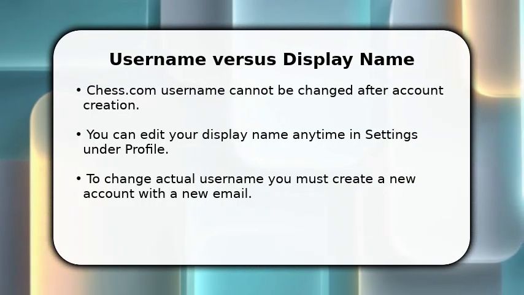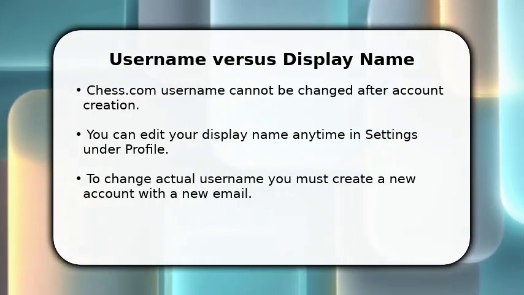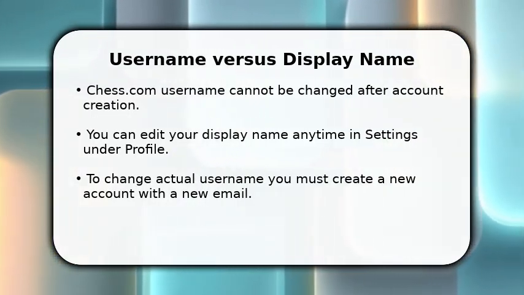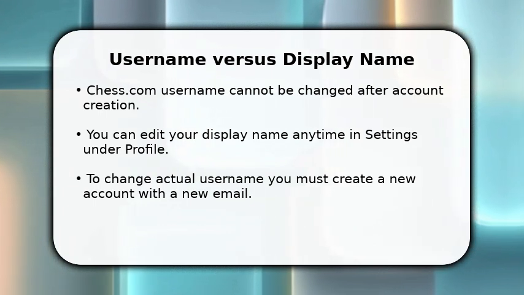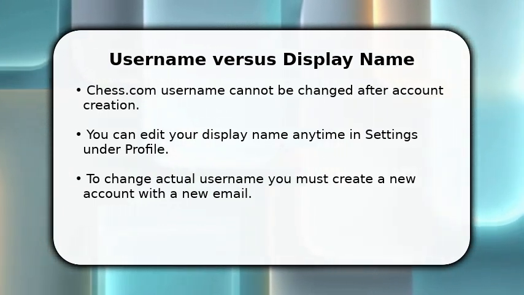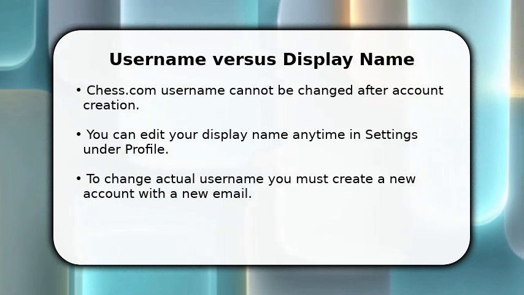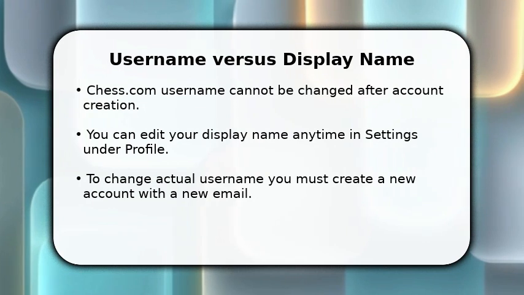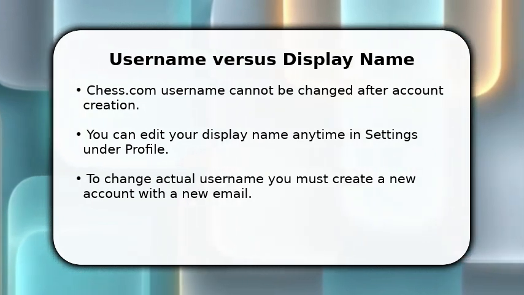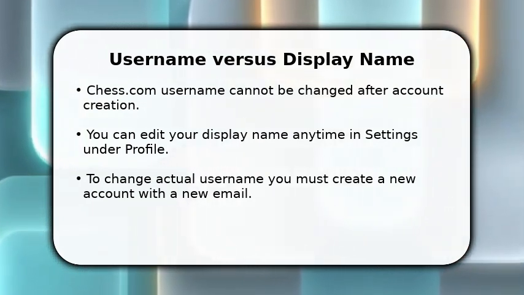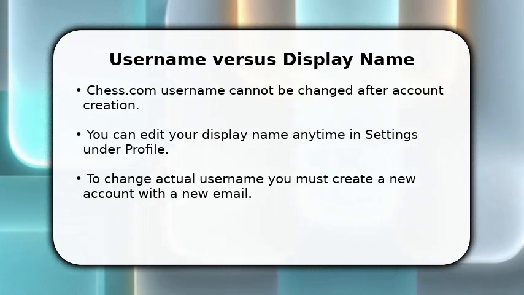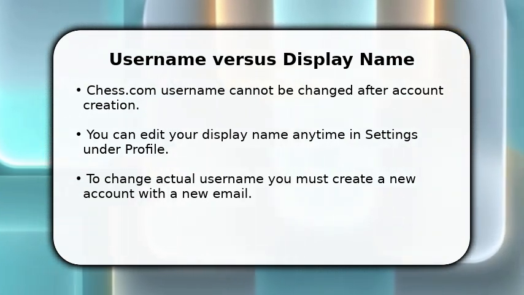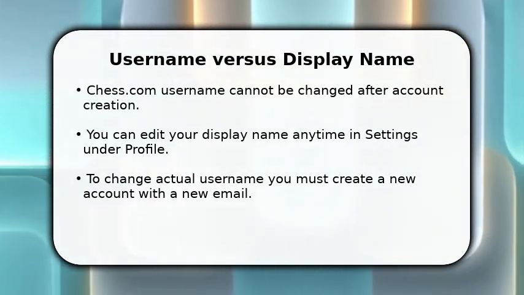Listen carefully because names on chess.com work in two different ways. Your username is permanent and binds to your account forever. You cannot edit that username from any menu or setting. The site separates username from your display name shown on your public profile. You can edit the display name at will without losing ratings or trophies. If you truly need a new username, you must create a brand new account with a different email address.